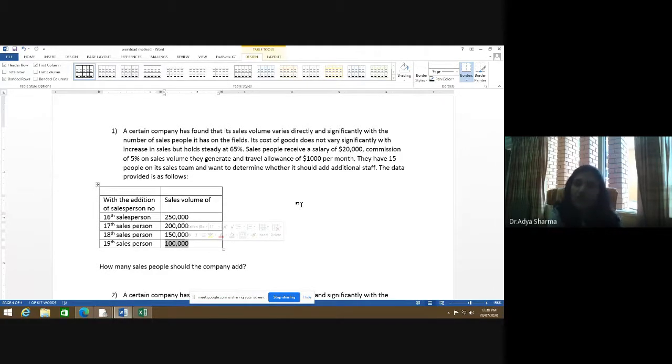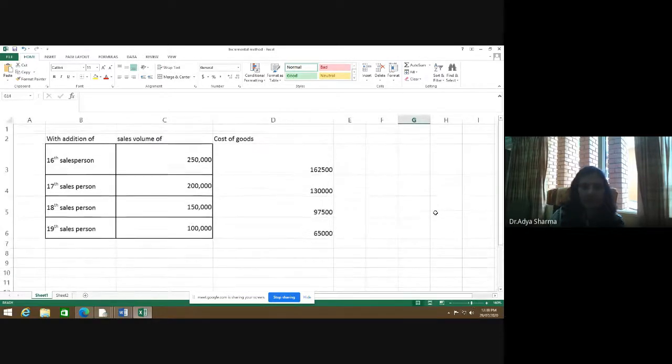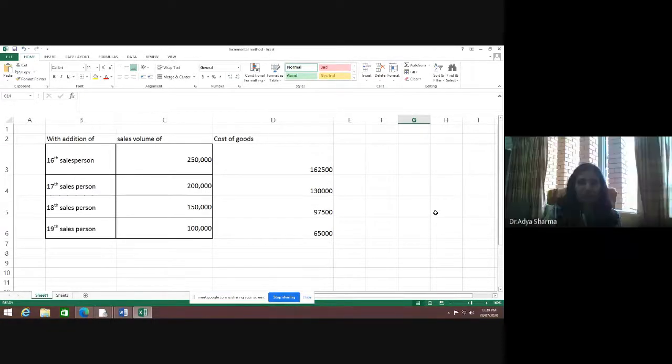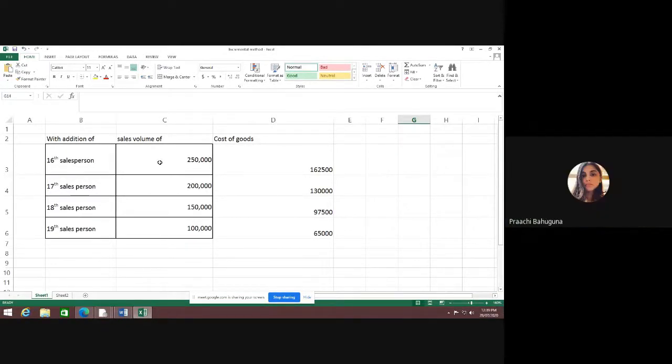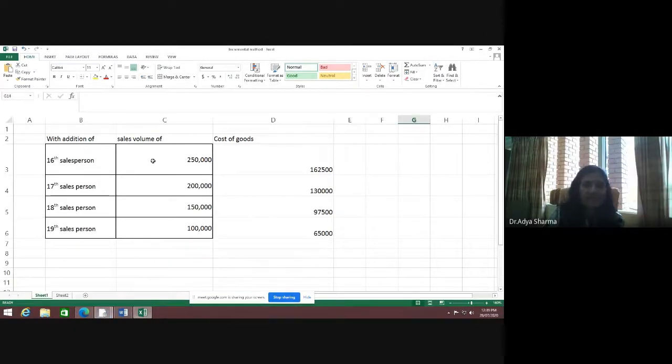Fantastic. Let's do some calculations now. I put it on an Excel sheet. Is it visible now? I hope it's visible now. So with the 16th salesperson, the volume increases by 250,000. With the 17th salesperson, 200,000.